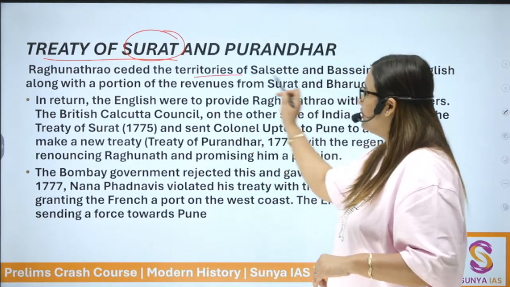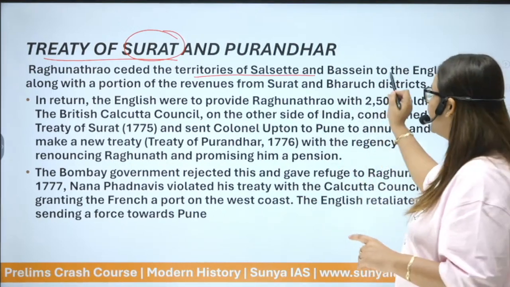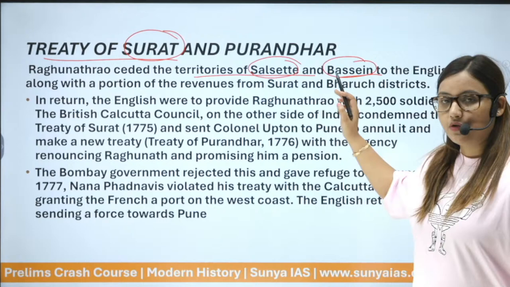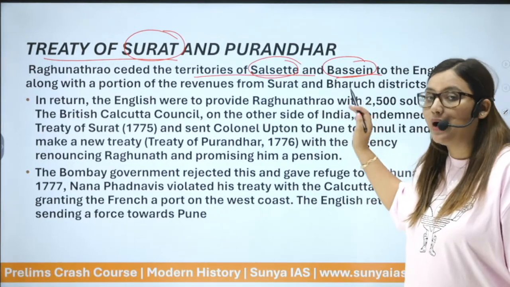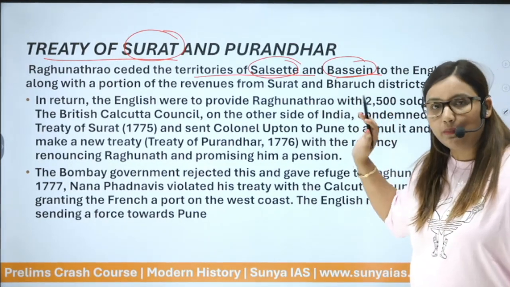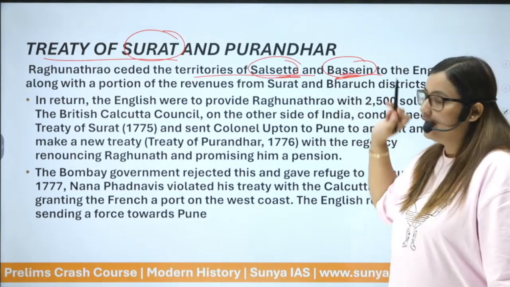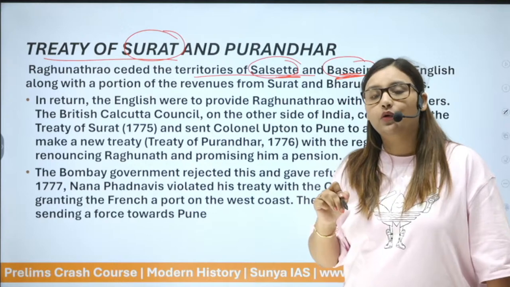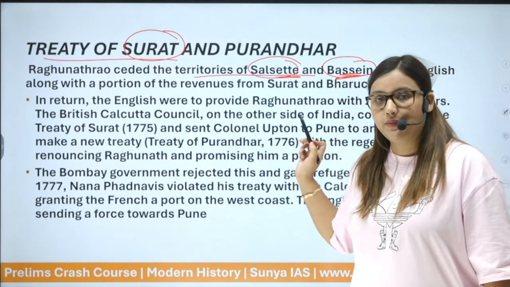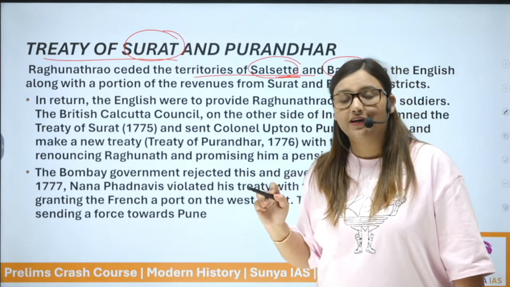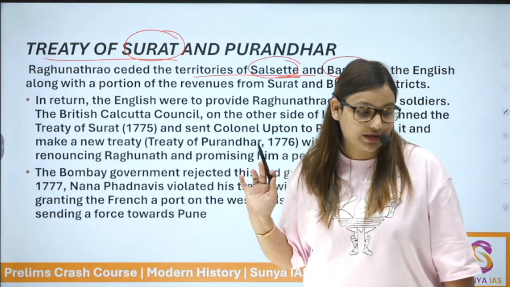Raghunath Rao gave some territories like Silsit and Bisin. I hope you remember, I just showed these two locations on the map of India. We just covered it in the map. Silsit, Bisin. Tell me what was the name of the third port which was near to Silsit and Bisin, the third location which we covered on the map. You can tell me in the comment section.